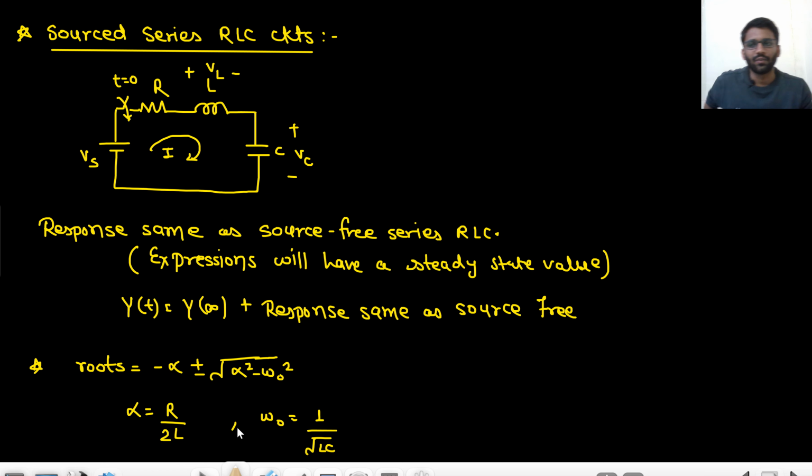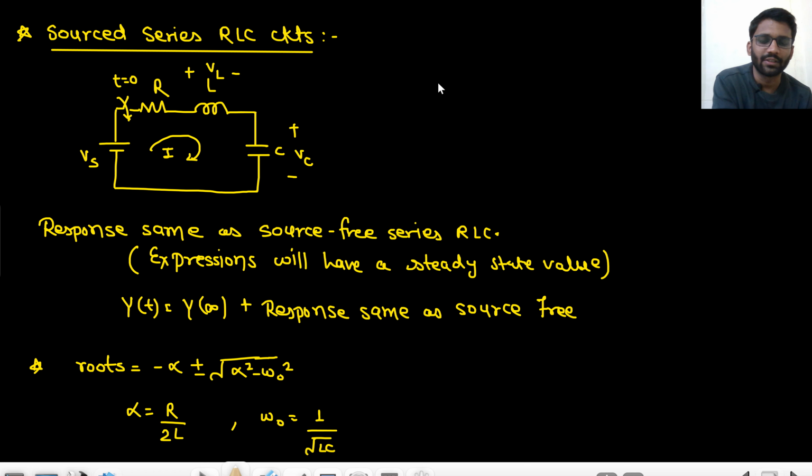Now what we will see is the sourced series RLC circuit. There can be initial conditions, like the inductor can have I0 current and the capacitor can have V0 voltage, but there is a source. Because of this source, we will have some steady state values.